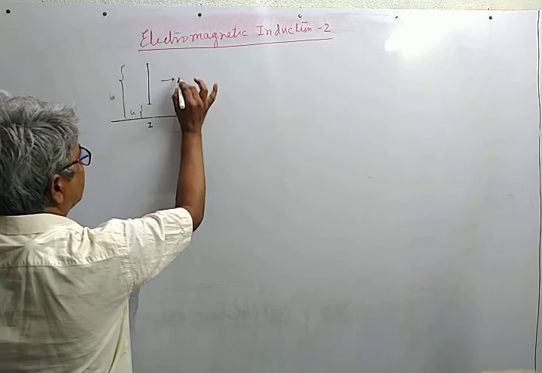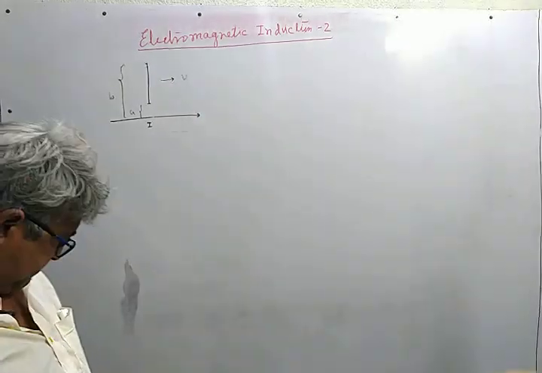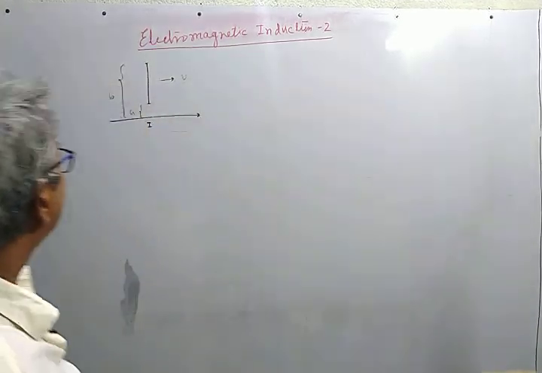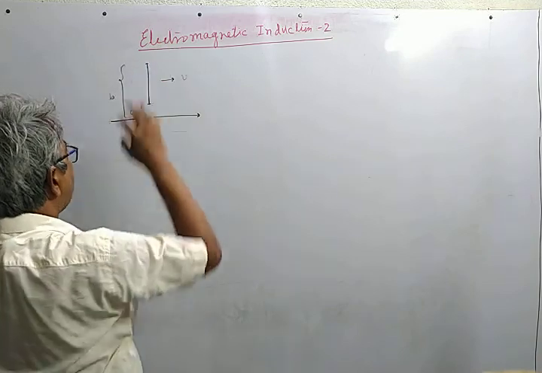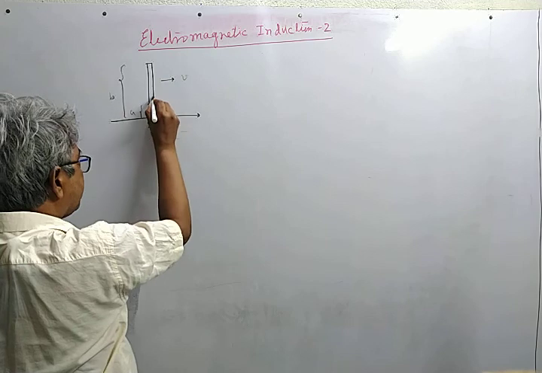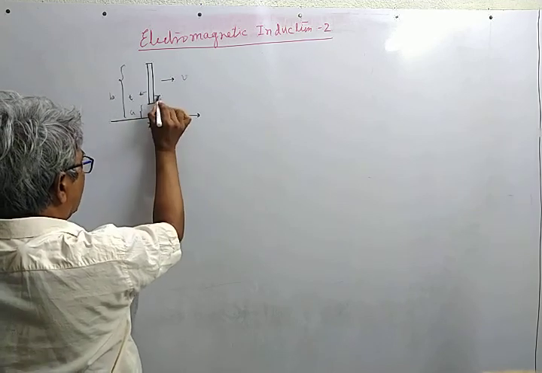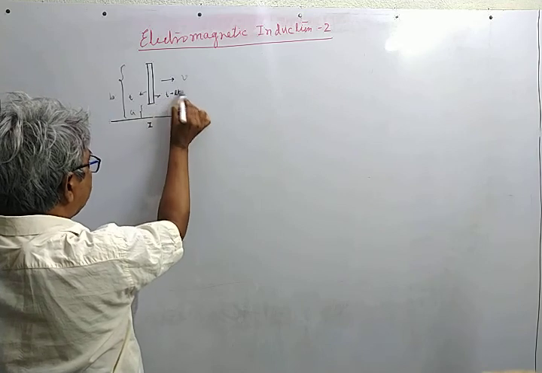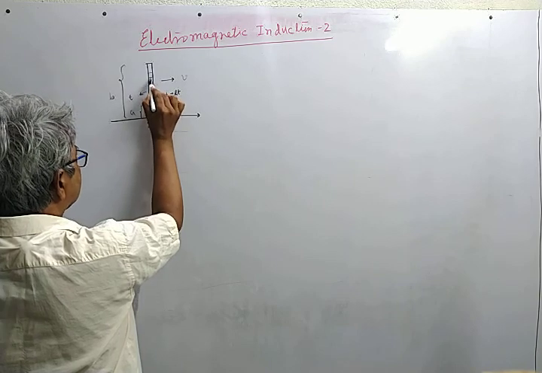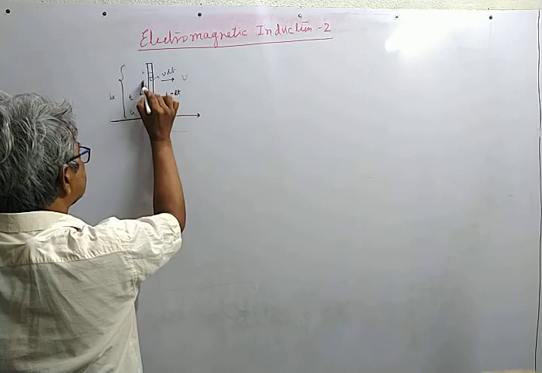As this is moving in this direction with velocity v, after time dt, this will move a bit. So this will be the position of the rod: this is the position of the rod at time t, and this is the position of the rod at t plus dt. If we consider this much, then this length is v dt and this much is dx.